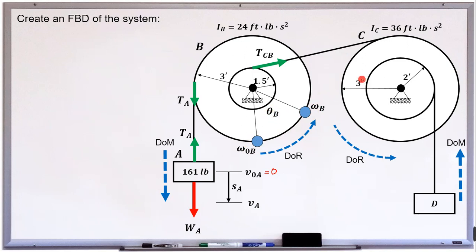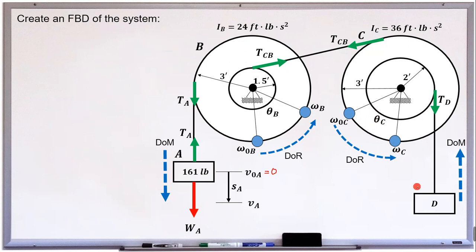And then for our cylinder C, these are the external forces: TD, the tension that exists on the rope that connects our cylinder C and D. We also have TCB. Due to the effect of external forces, the angular velocity of our cylinder C will also be affected, from initial angular velocity W naught C towards the final angular velocity WC. And from initial to final, it covers an angular displacement of theta C.